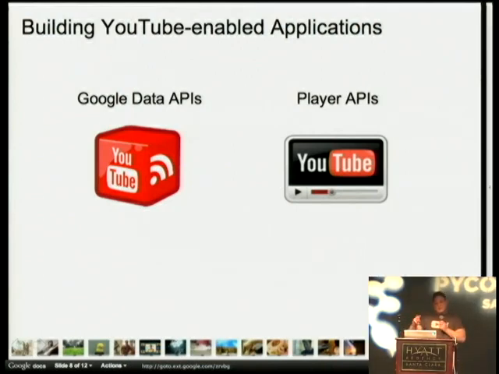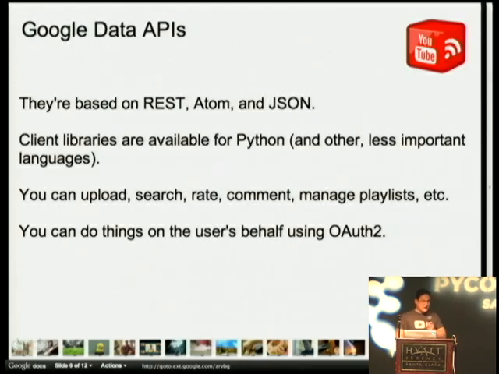Okay, so building YouTube-enabled applications. We have two types of APIs, Google Data APIs, these are the back end, and then player APIs, those are the front end. The data APIs, they're REST-based, using Atom and JSON. I tried to talk them into using something like CORBA, but they said no. I don't know why. We have client libraries available for Python and other less important languages that don't bear mentioning.